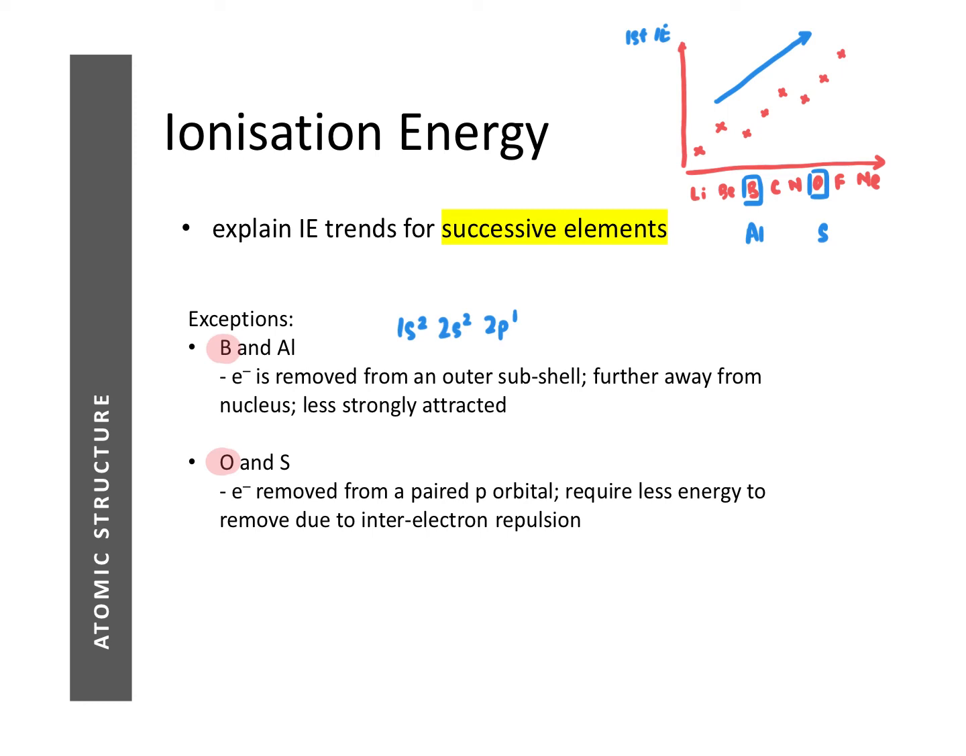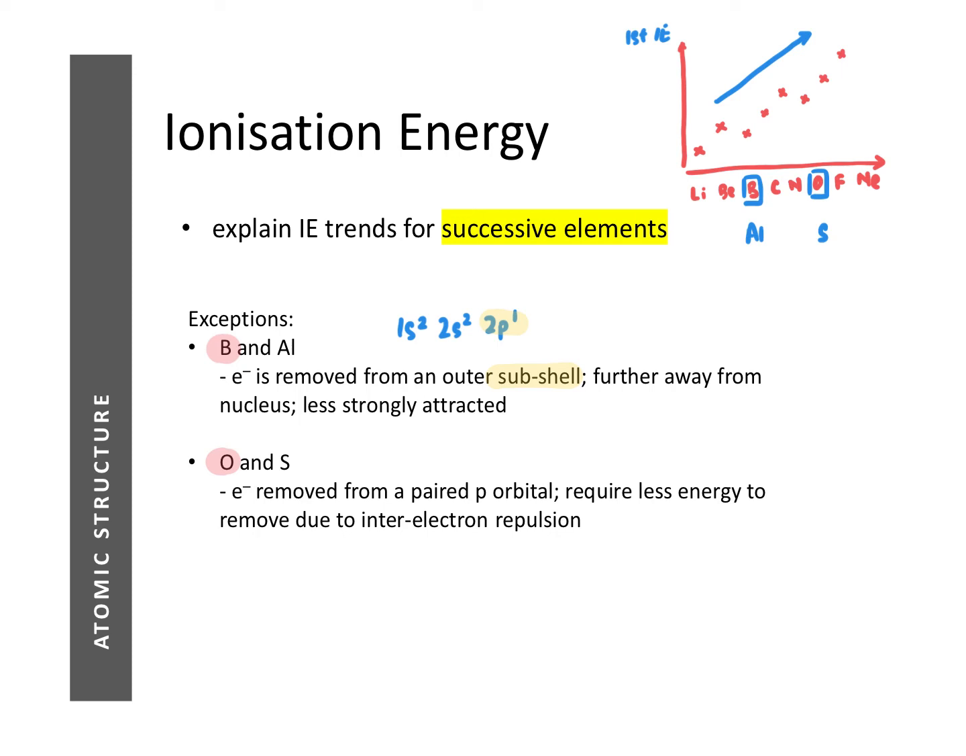If we take a look at the outermost electron to be removed, you will find that it comes from an outer subshell. When an electron resides in an outer subshell, it is further away from the nucleus. Hence the electron is less strongly attracted to the nucleus, which means this particular electron can be removed more easily. So that explains why boron has a lower first ionization energy than beryllium.